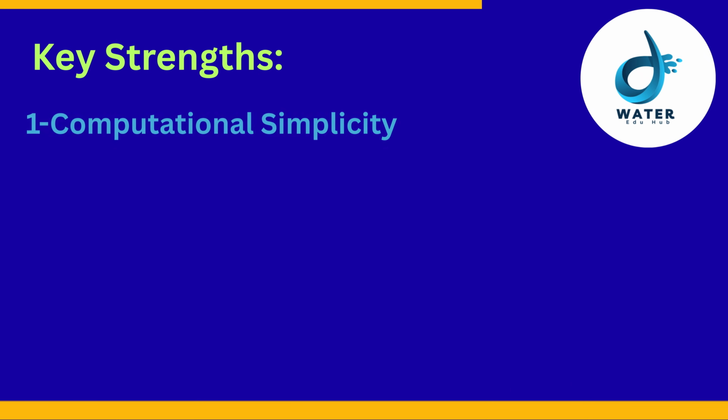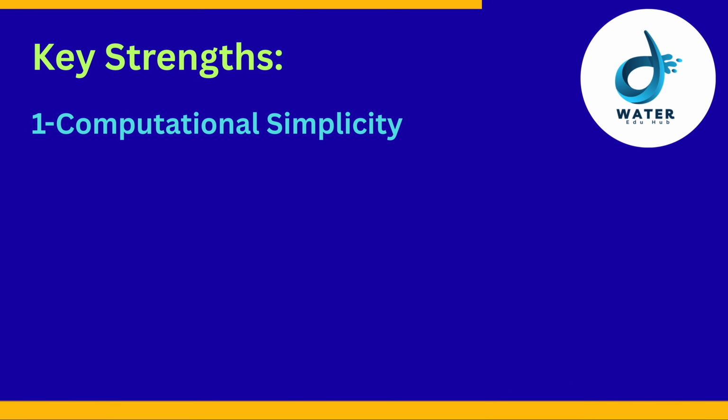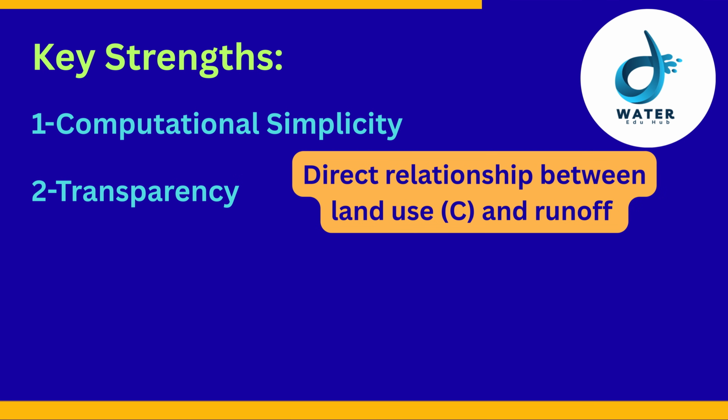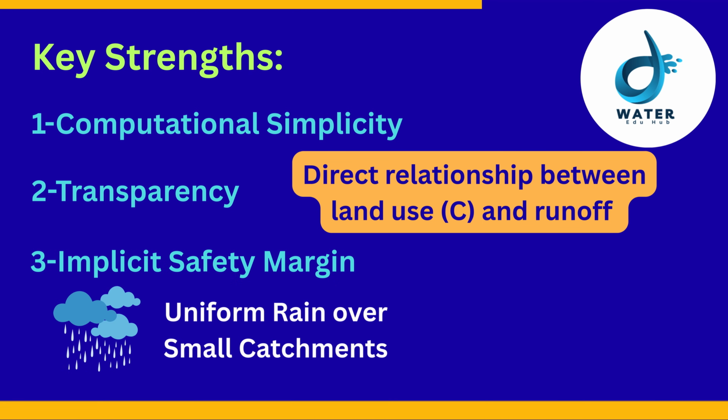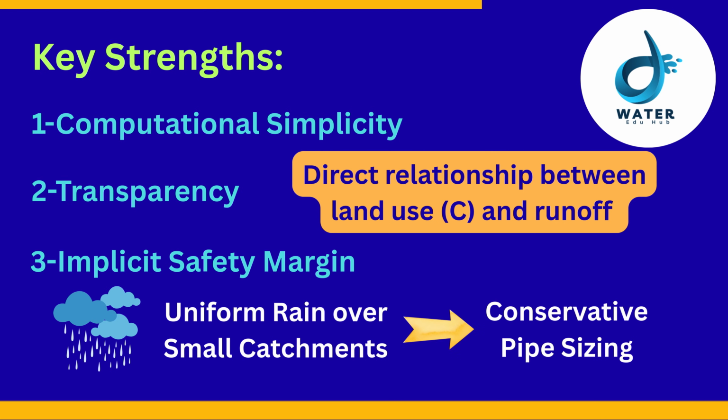The key strengths of these methods are as follows. First, computational simplicity. Second, transparency due to the direct relationship between land use C and runoff. Third is implicit safety margin, where uniform rainfall assumptions in various small urban catchments often lead to conservative pipe sizing.